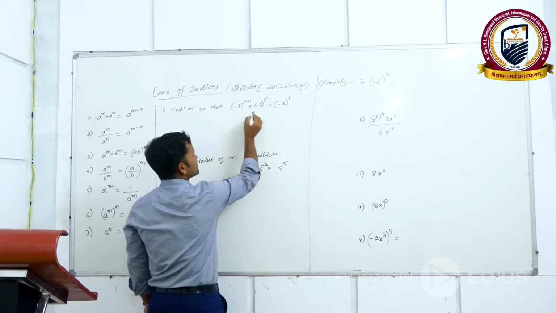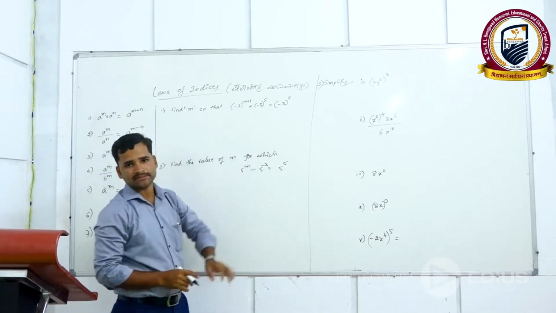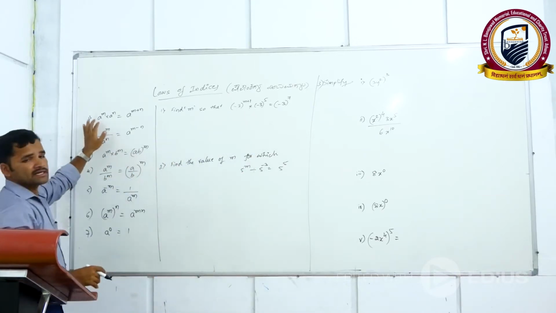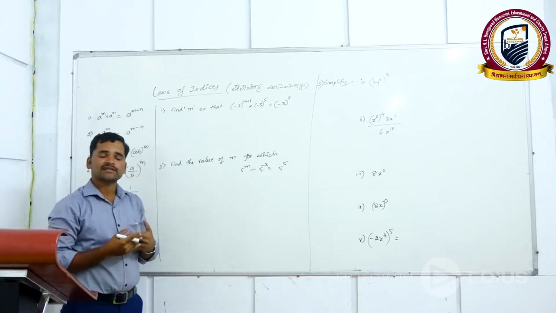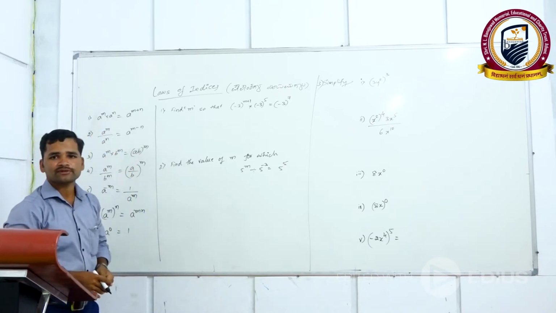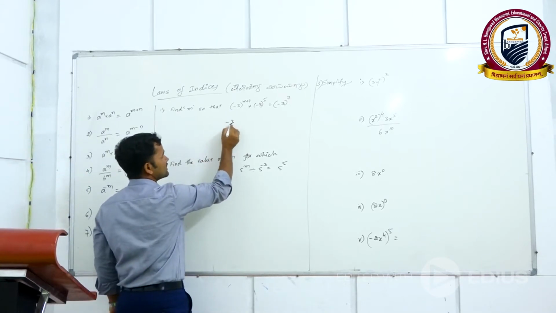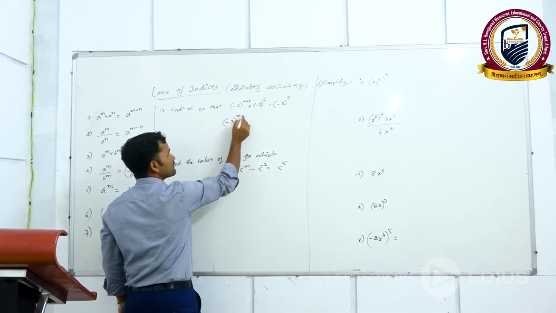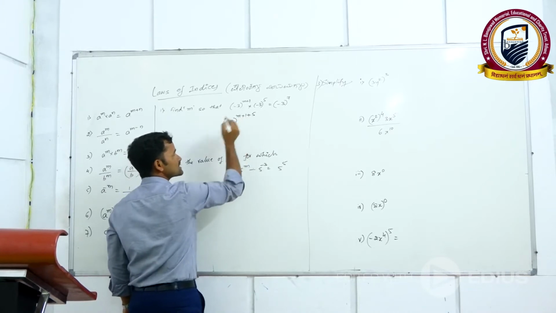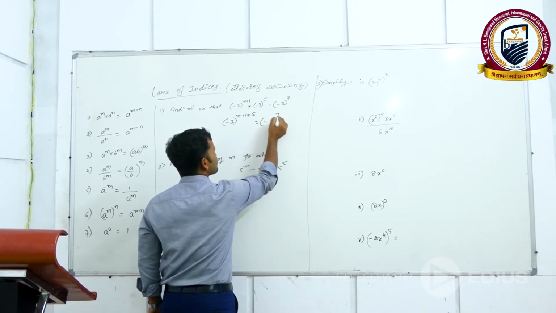Minus 3 to the power of something into minus 3 to the power of something. You see, bases are same. When both bases are same, the law is a to the power m into a to the power of n. So I will use this. This is nothing but minus 3 to the power of m plus 1 plus 5, which is equal to minus 3 to the power of 7.